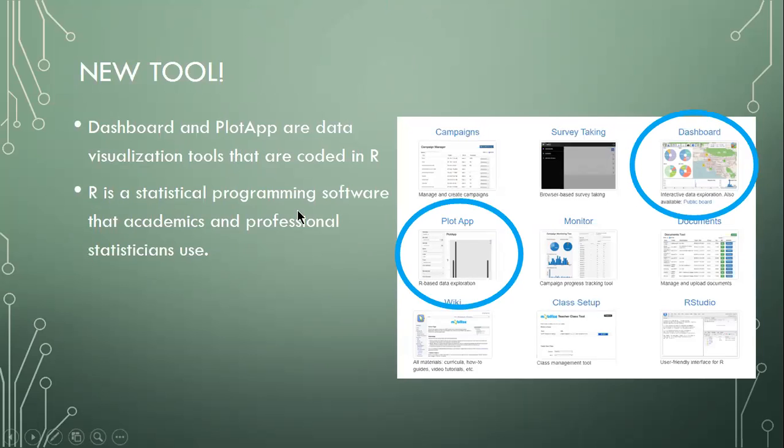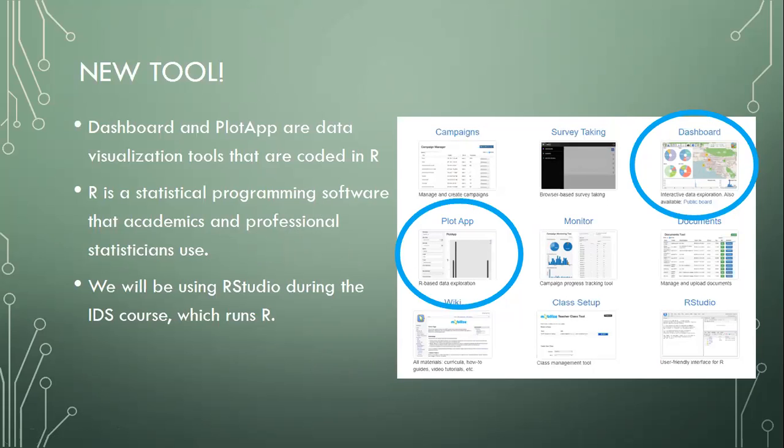Now R is a statistical programming software that academics and professional statisticians use. There are people who literally use the program R for their jobs on a daily basis, like military analytics, naval, big CEOs, Fortune 500 companies, and analytics people who use R as their tool of analysis. So we're going to be using a somewhat watered down version of R, which is called Rstudio.